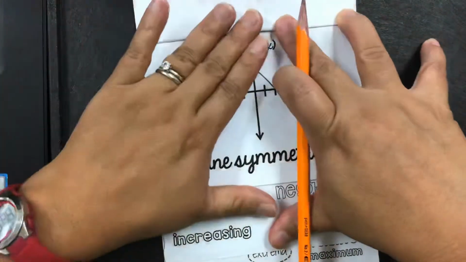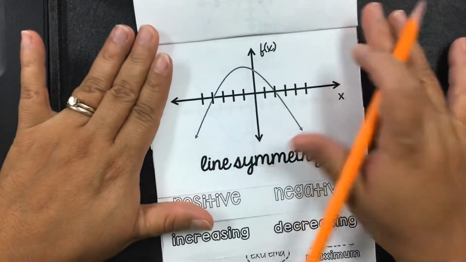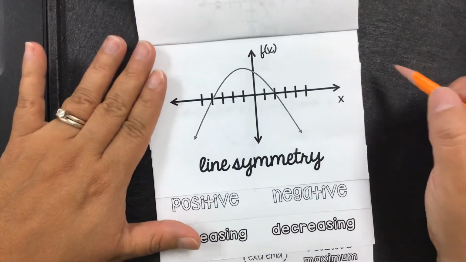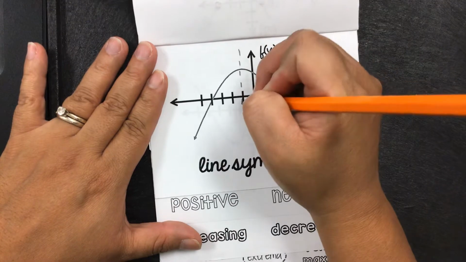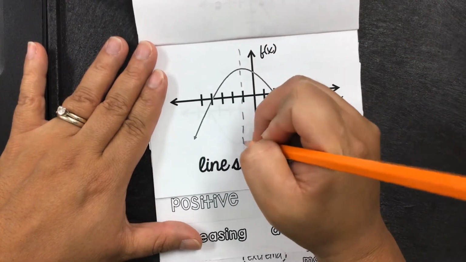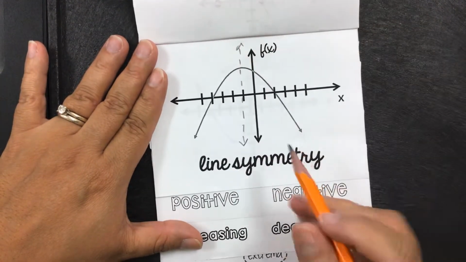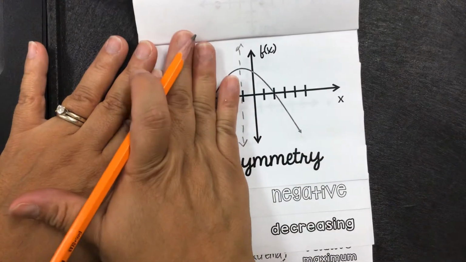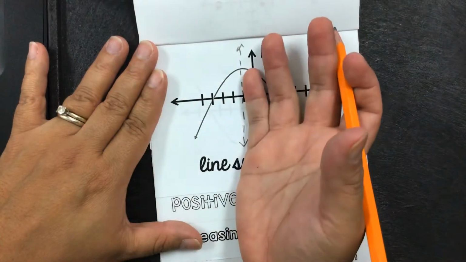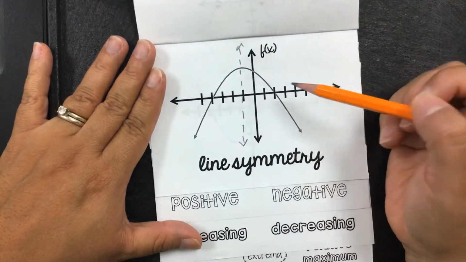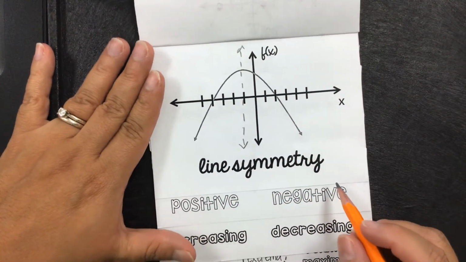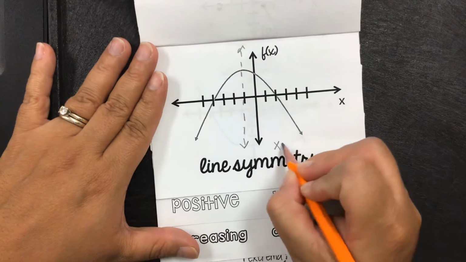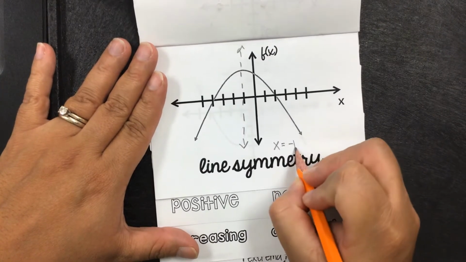The line of symmetry is the line where the graph looks the same on both sides. I'm going to make a dashed line to indicate where it is. If you were to fold this paper over, it looks the same on this side as it does on here. We kind of ignore the x and y axis. It's just the graph that we're looking at. The answer to this one is x is equal to negative 1.